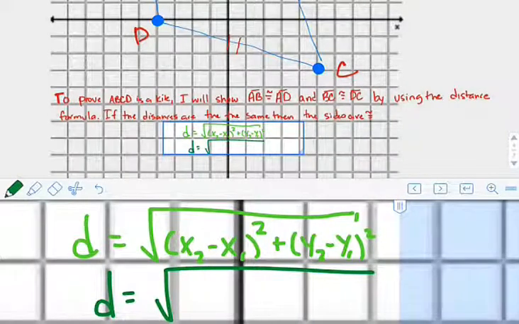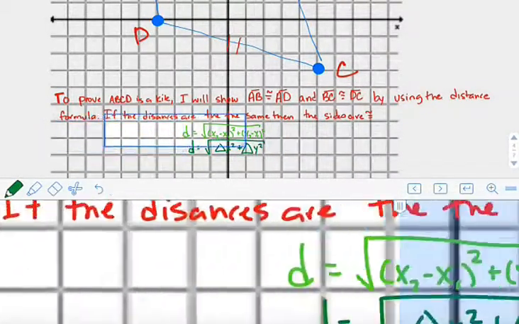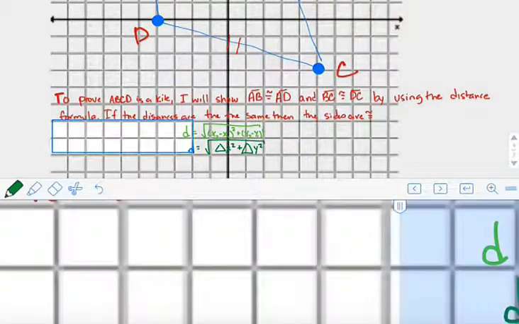Because these are just distances, I don't have to necessarily show a subtraction problem to calculate it. I can just do that in my head. So that's really just change in x squared plus change in y squared, because it is just a distance formula. Okay, so let's do our work for AB and AD. So let's first find the distance AB.